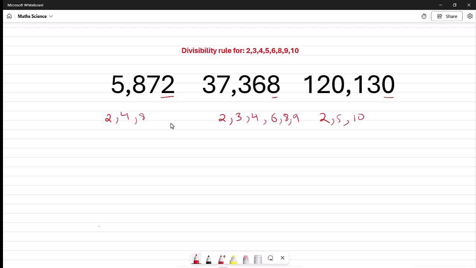Okay, so this is how you check if a number is divisible by any of these numbers. So this way you can just calculate it a lot faster, and you can even do it in your head.